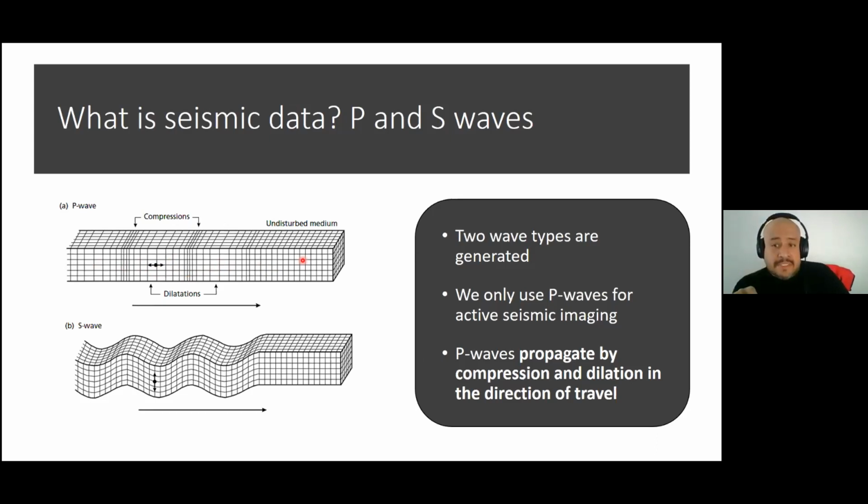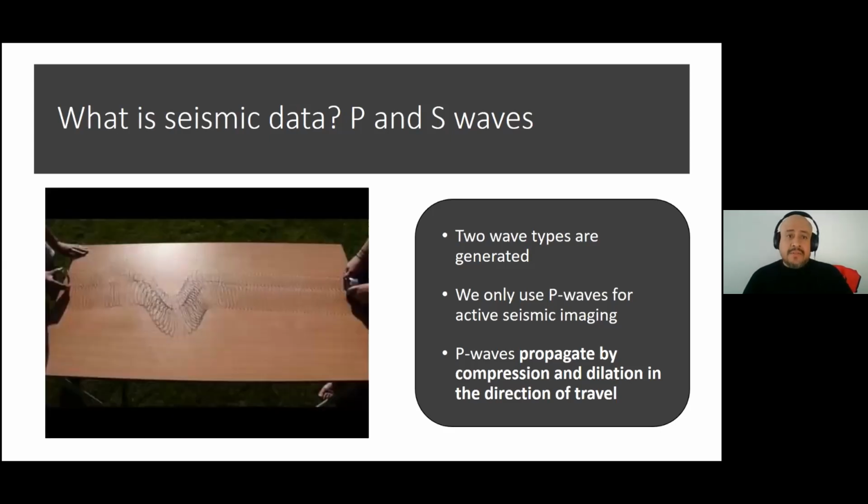In passive imaging, which is how you look deep, you are going to use S waves, because these waves propagate by pure shear. So the motion is perpendicular to the direction of travel of the wave. You see this kind of movement. In order to understand more of this, we're going to see this video here.